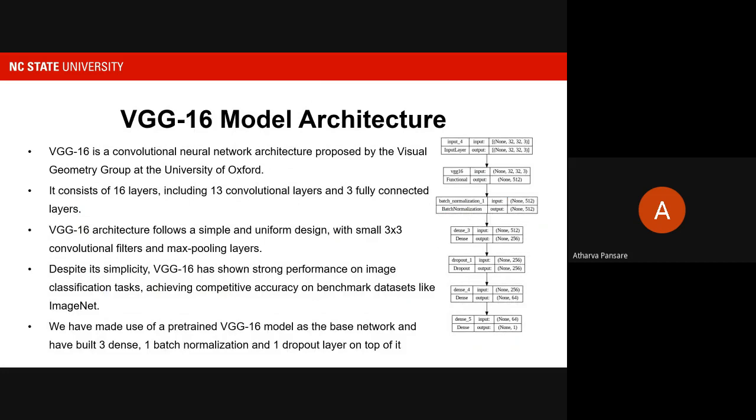It has 16 layers, which includes 13 convolutional layers and 3 fully connected layers, that is dense layers. Just like ResNet, it was also pre-trained on the ImageNet dataset, and it is also used widely for image classification. On the right side, we can see our model architecture, which has the base network as VGG-16. And on top of that, just like the ResNet, we've added 2 dense layers and 1 final classification layer.